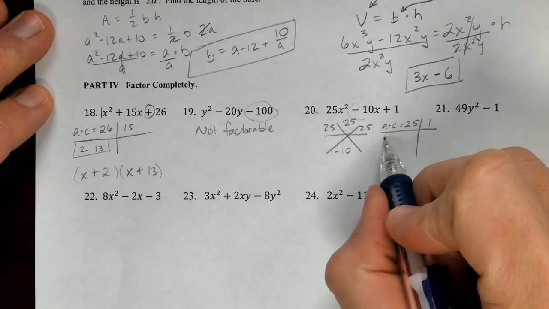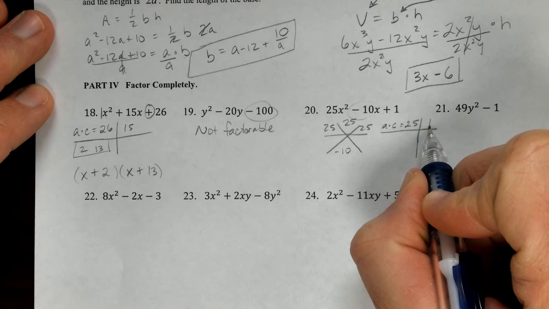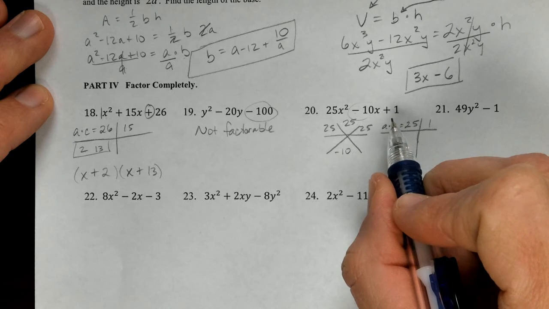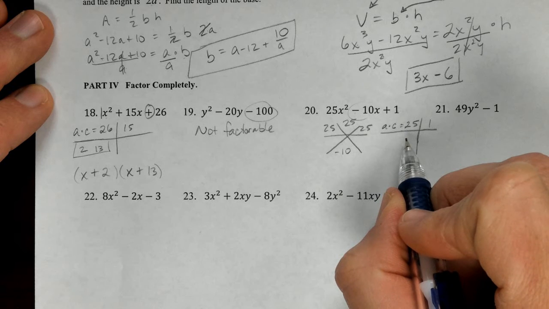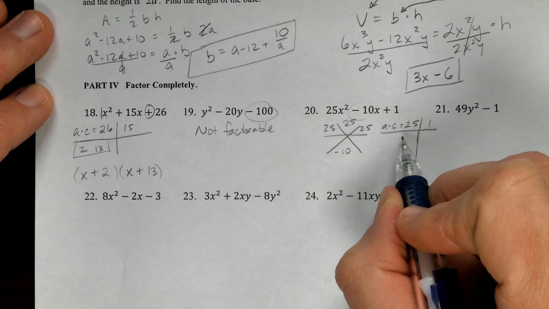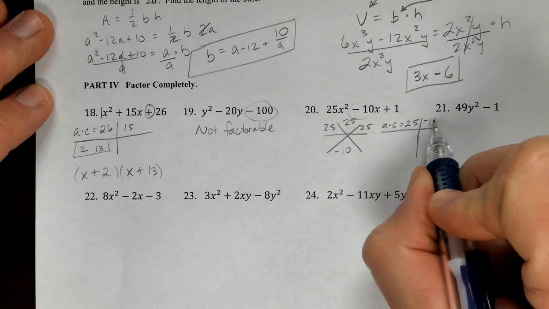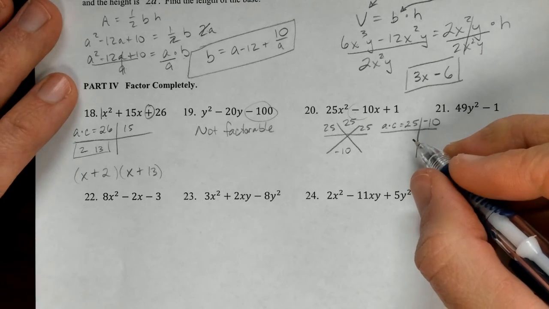Alright, so let's go 1 and 25. Those don't add to give me 1. Or, sorry, I guess I should say subtract to give me 1. I'm doing this all wrong. I'm sorry, not negative 1, negative 10, you dummy. Okay. Now, why didn't y'all say something, guys? Alright. No duh. Okay.